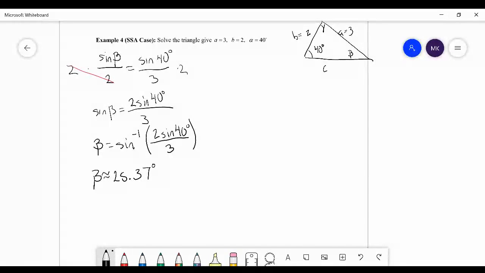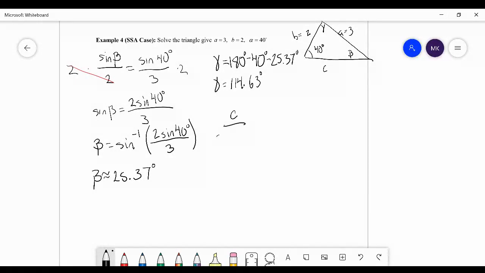And what we do from there is use our very simple fact that the angles of a triangle add up to 180. So we get that gamma is equal to 180 minus 40 minus 25.37, which gives 114.63 degrees. Now we know gamma, so now we can do things the way we've done them.